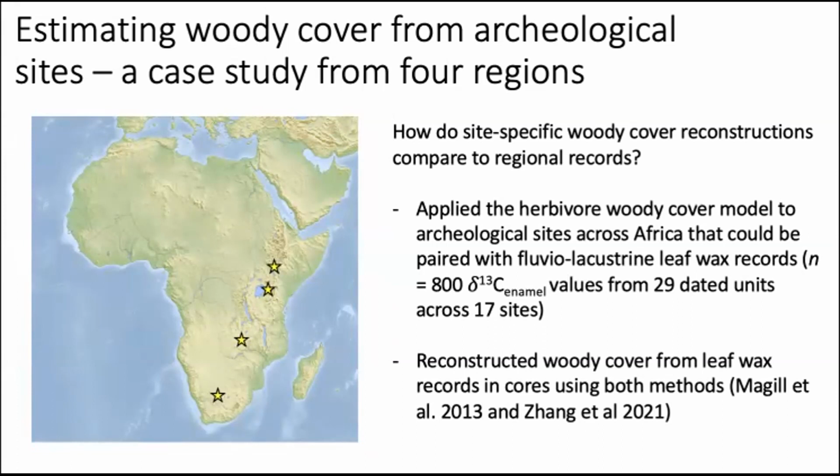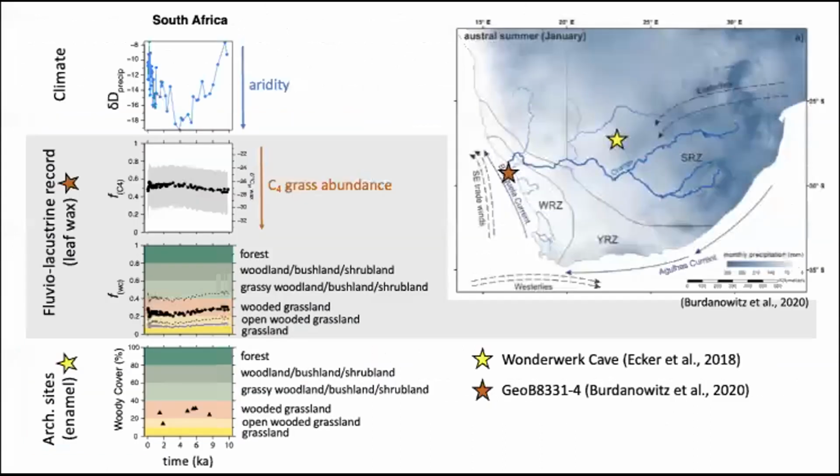And it's very difficult to find a lot of sites that have all of these criteria to apply this. We do this in 4 areas, looking at Wonderwerk Cave in South Africa compared to the Orange River, Makwe Cave and comparing that to the Zambezi River here, and then sites in Eastern Africa. And this is also a large data set of about 800 delta 13C enamel values from 29 data units across 17 sites. And I compare this with woody cover from leaf waxes using both the McGill and Zhang method.